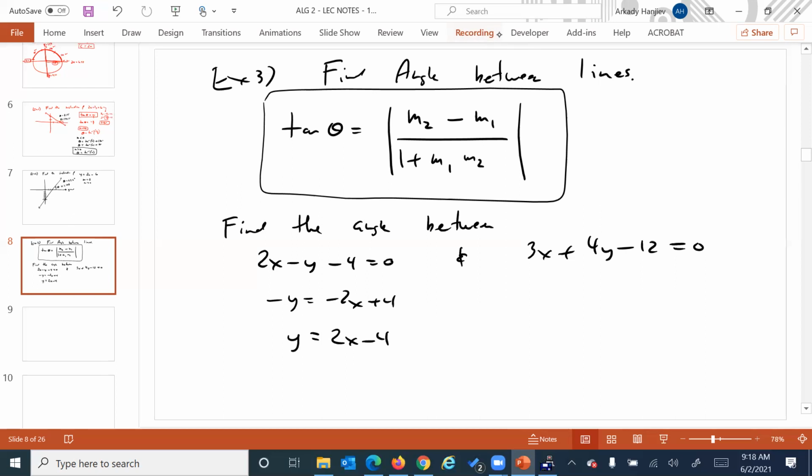It doesn't matter which one is your first line or second line as long as you're consistent. Okay, so I'm going to say M1 is equal to 2. Wait, if you're multiplying them on the bottom, it doesn't matter which one's which. You'd think it would matter because it's going to give you two different answers, but because it's absolute value, I was going to discard it. I'm going to add 12, subtract 3x, so negative 3x plus 12. Divide by 4 gets me negative 3/4 x plus 3. My slope 2 is negative 3/4. Good so far?